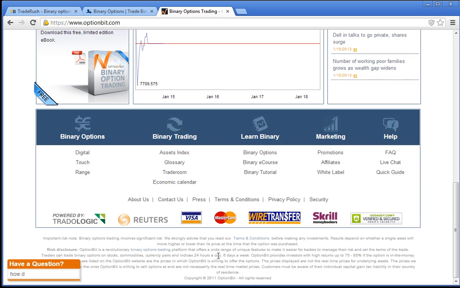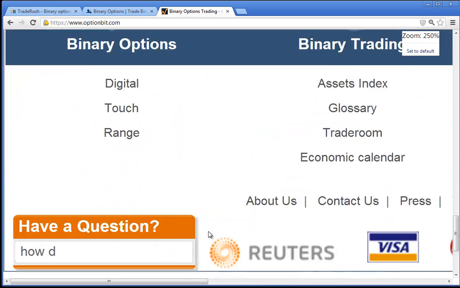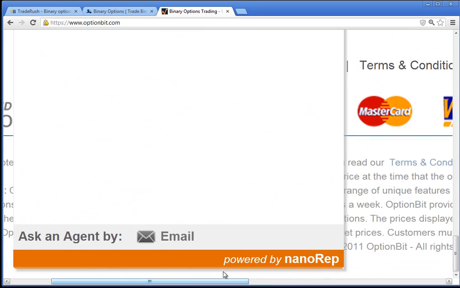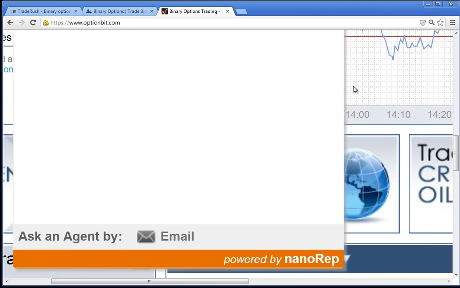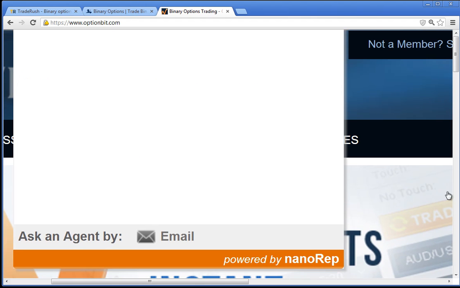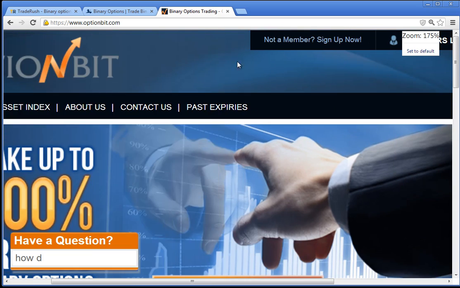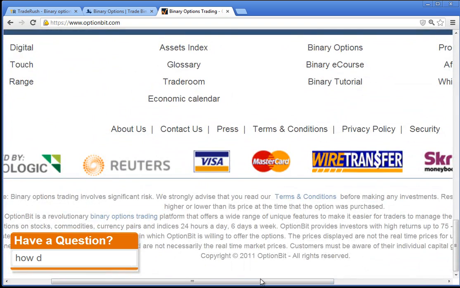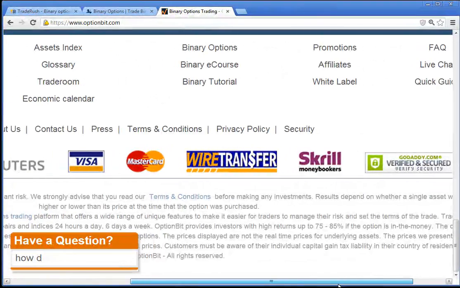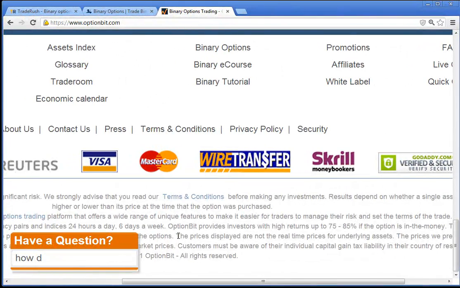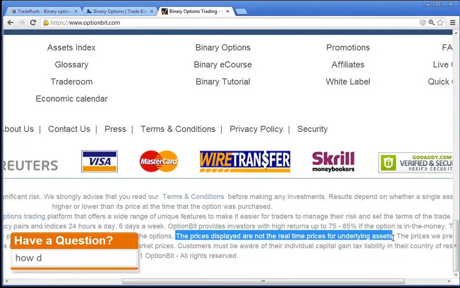This is actually worth zooming into, just so you know that I didn't make this up. Okay, finally got rid of that guy. Here we go. I hope you can read this now. The prices displayed are not the real-time price for underlying assets.